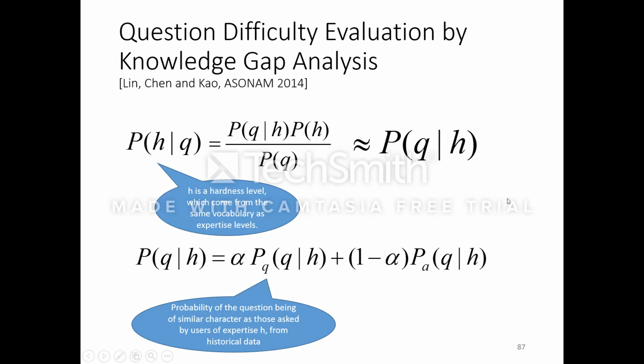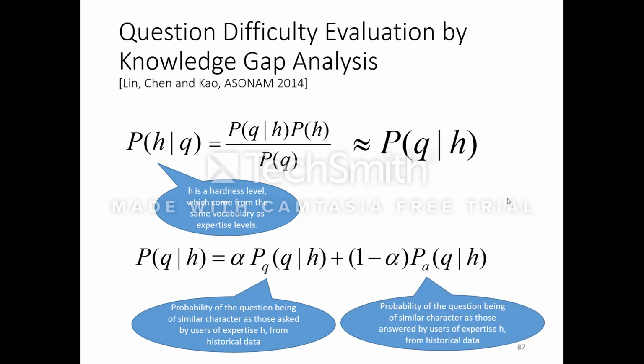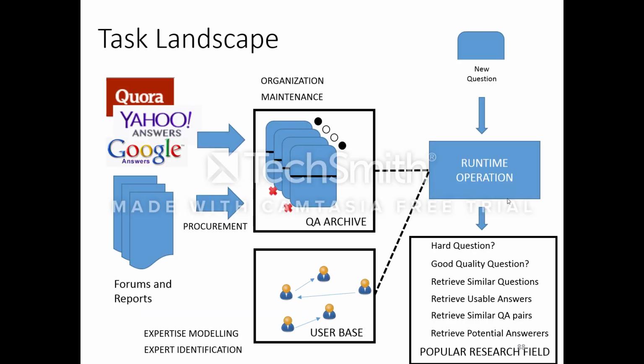Similarly, you can do that at the answerer side as well. So here, PA of Q given H is the probability of the question being of similar character as those answered by the users of expertise H from historical data. Your language model is still built over the question corpus, but the subset of questions that you choose is based on the answerers' labels, right? Now that you have this, you can simply do an interpolation, which is alpha times PQ of Q given H plus 1 minus alpha times PA of Q given H, and that gives you the P of Q given H scoring.